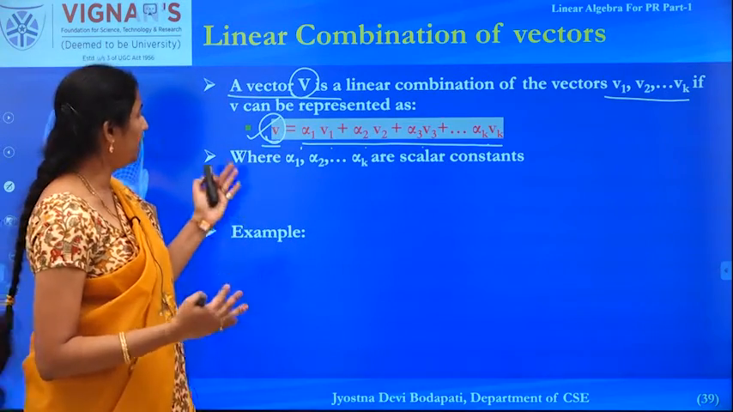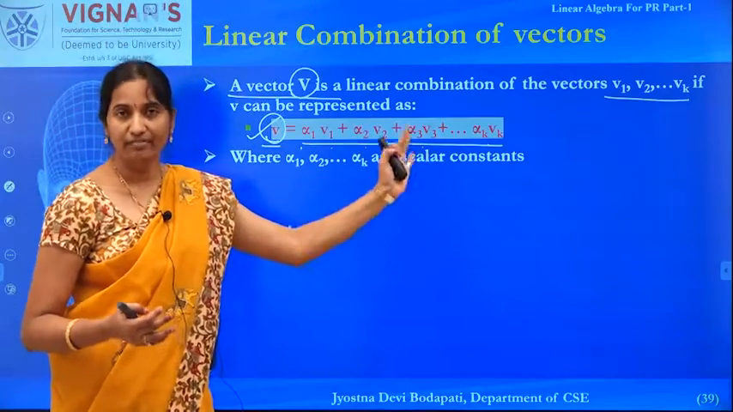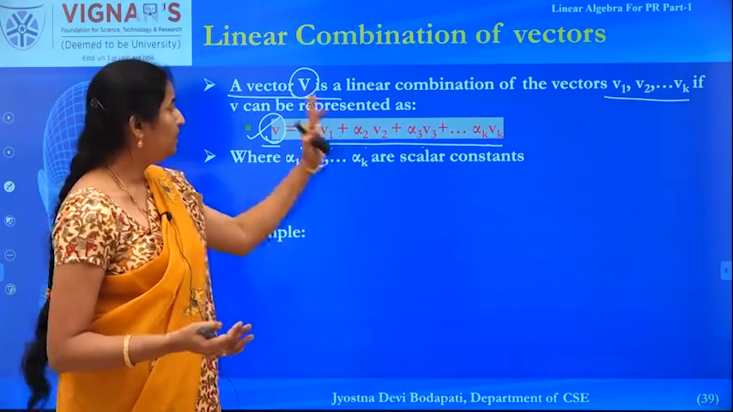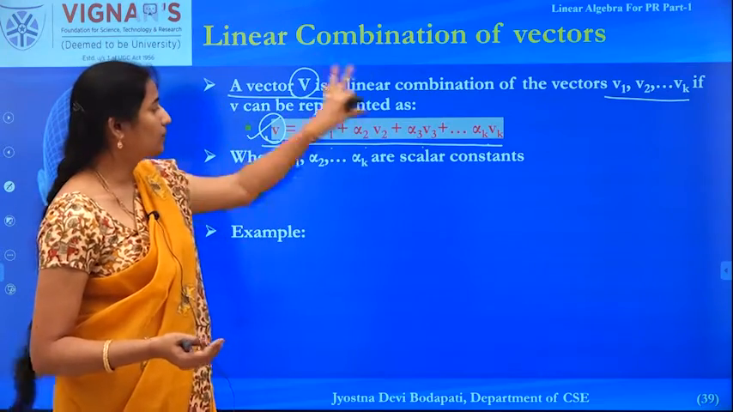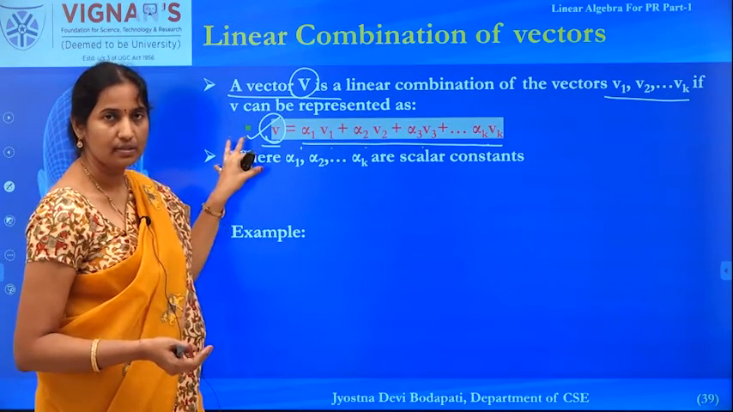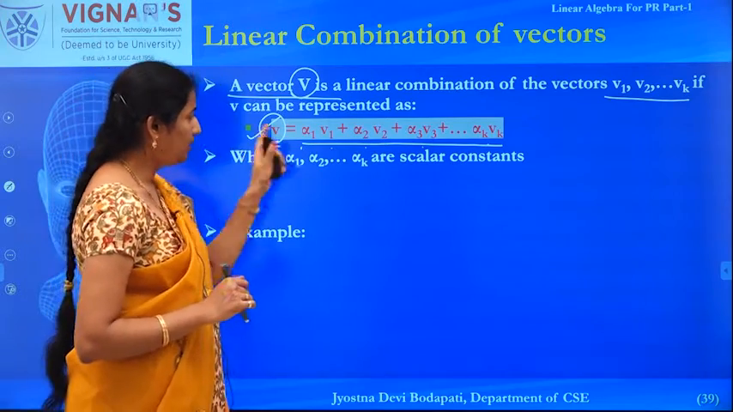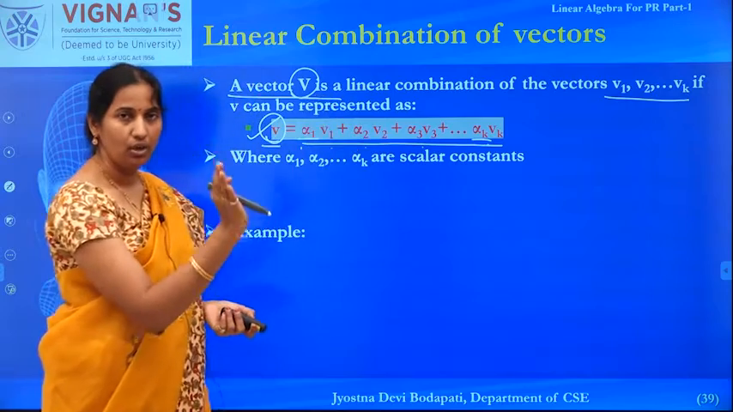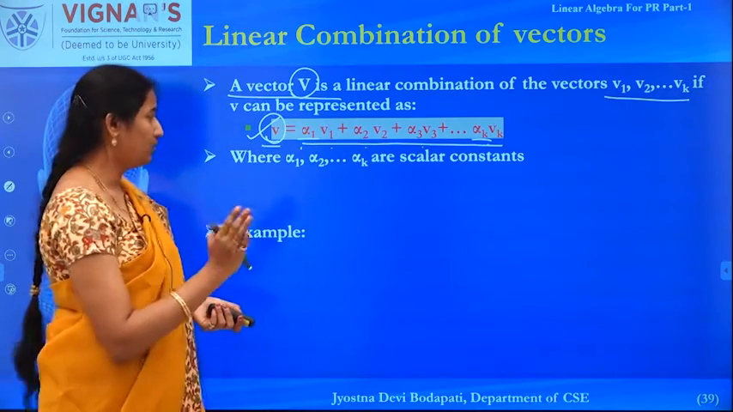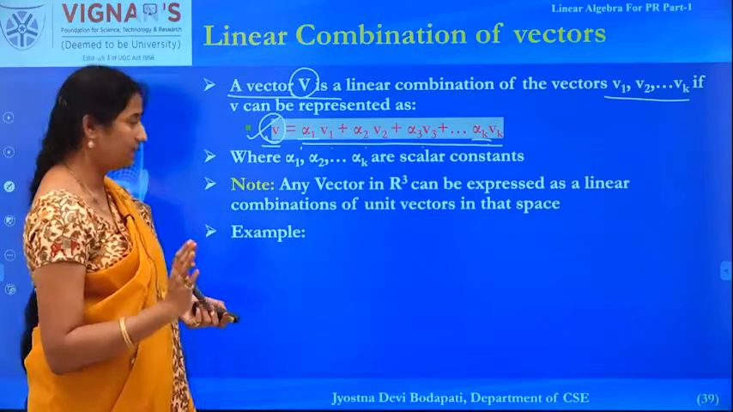So, if you can write your vector v as a linear combination of the other set of k vectors, then you can say it is a linear combination of the other vectors. That is how you can define linear combination. Here you should note that alpha 1 to alpha k are all constants, real values. They are scalar values, not vector values.